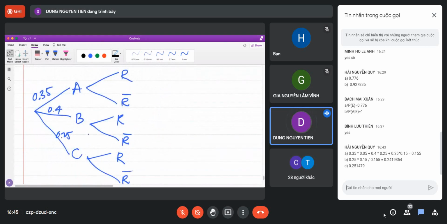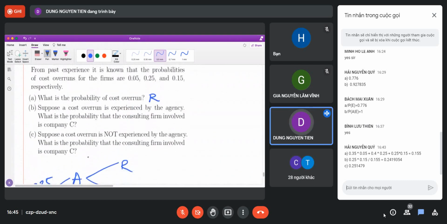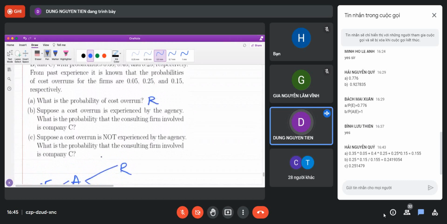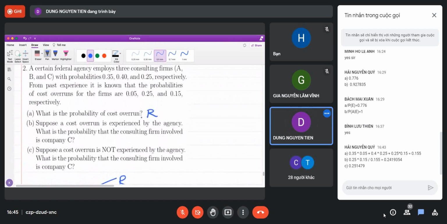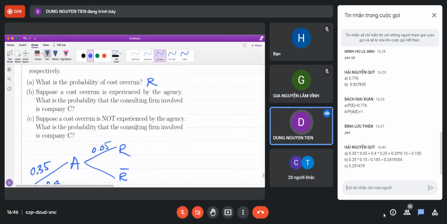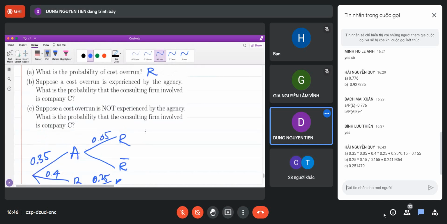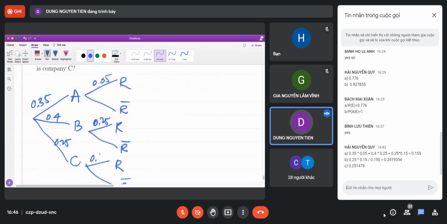For A, if A is involved, then the probability of cost overrun is 5%, 0.05, and then you get 0.25 for B, and then you get 15% for C.